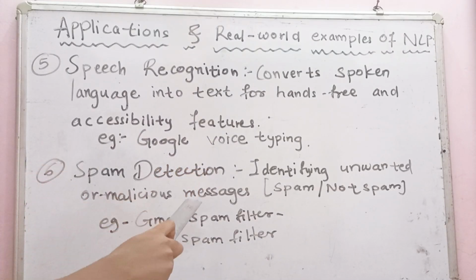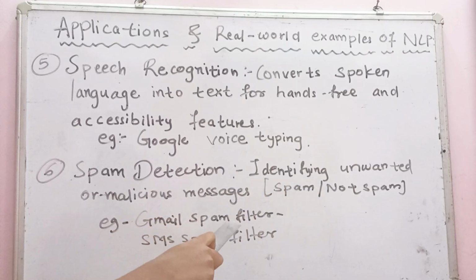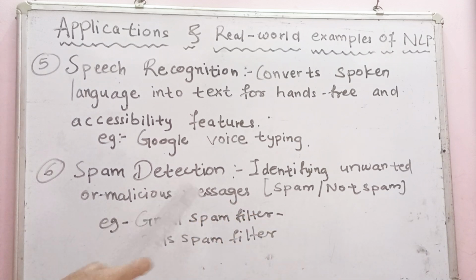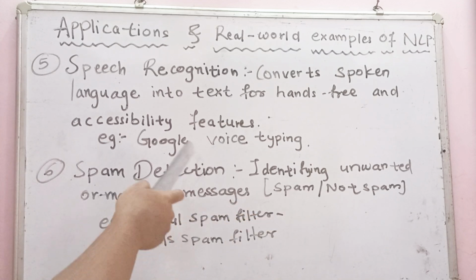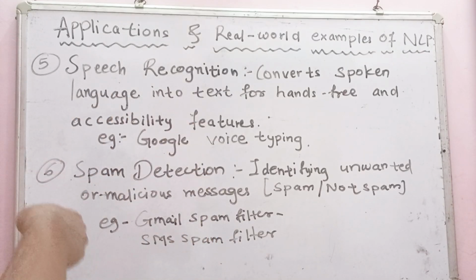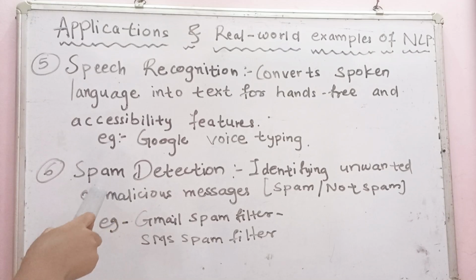Next is spam detection, identifying unwanted malicious messages. For example, spam or not spam. Spam detection means that if there is something unwanted that the user doesn't want, it will go in the spam. And if it is important, it will go in the not spam category. Most popularly, spam detection is seen in the Gmail spam filter. If the message is spam, it will go directly in the spam box, and if it is not spam, it will stay in the inbox. Next is the SMS spam filter. Promotional messages or unwanted messages are directly blocked by the SMS spam filter in our phones or messengers. So it is nothing but spam detection.